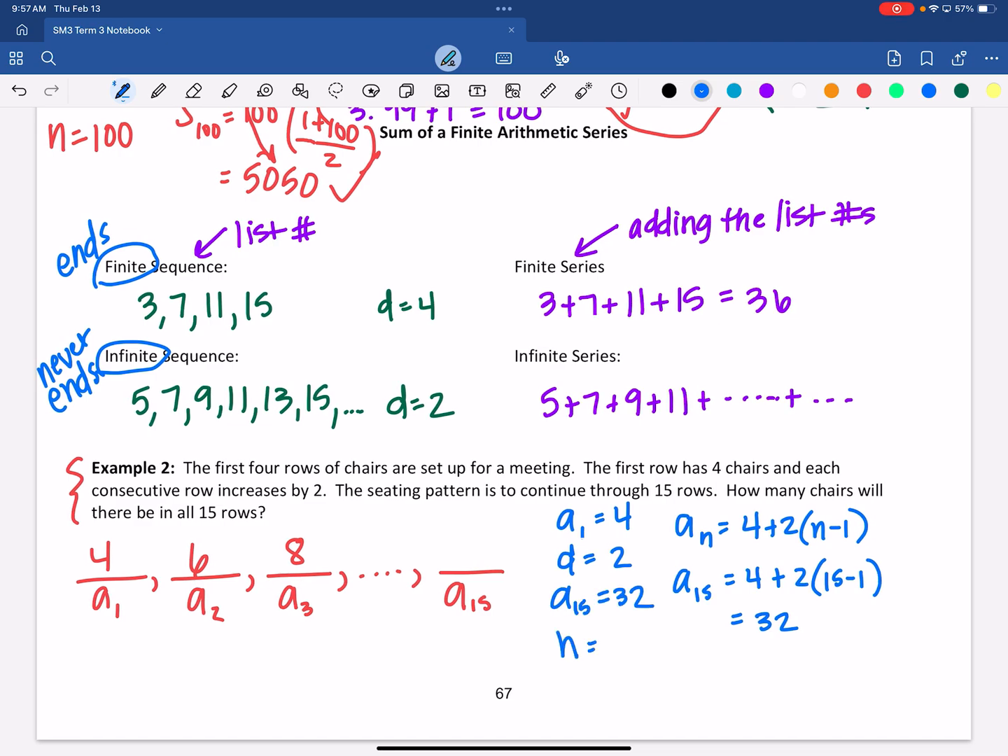Now, we do need to know n. How do we solve n? We needed to know the common difference, the first term, and the last term. But we need to know how many n's there are. 15, right? Yes, this one we know for sure it's 15 because it's row 1, 2, 3. There are 15 rows, so n is 15.